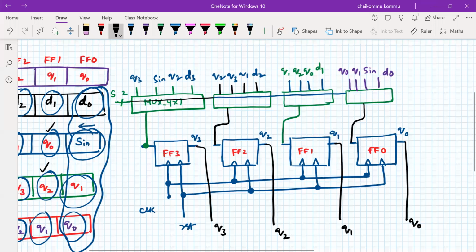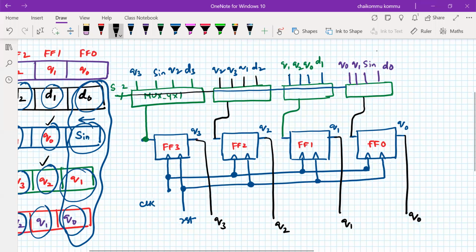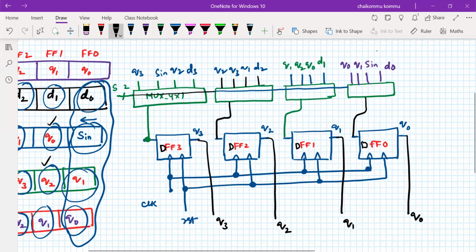Of course, we know we have to write the 4x1 multiplexer separately, and normally we use a D flip-flop. Okay, normally we use D flip-flops. So I think better to write here D flip-flop, D flip-flop, D flip-flop, and D flip-flop. Okay, I hope you can understand this point.